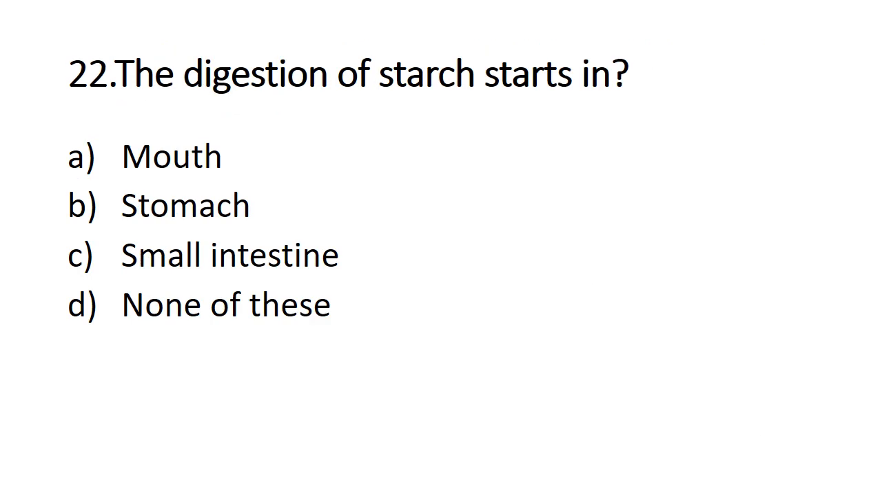The digestion of starch starts in: A. Mouth, B. Stomach, C. Small intestine, or D. None of these. So, the correct answer is option A. Mouth. As we chew the food, the starch is converted into sugar and goes through the food pipe. Let's move on to the next question.